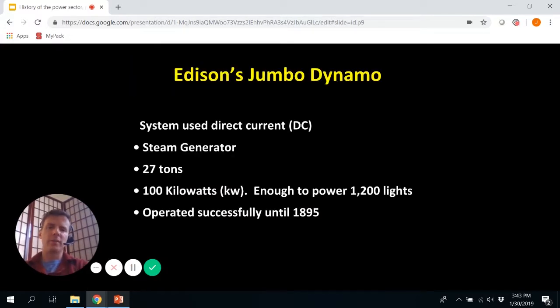So Edison's jumbo dynamo weighed about 27 tons. It produced about 100 kilowatts, so that was at the time enough to power about 1,200 light bulbs. And this first power plant operated successfully in the United States until 1895.